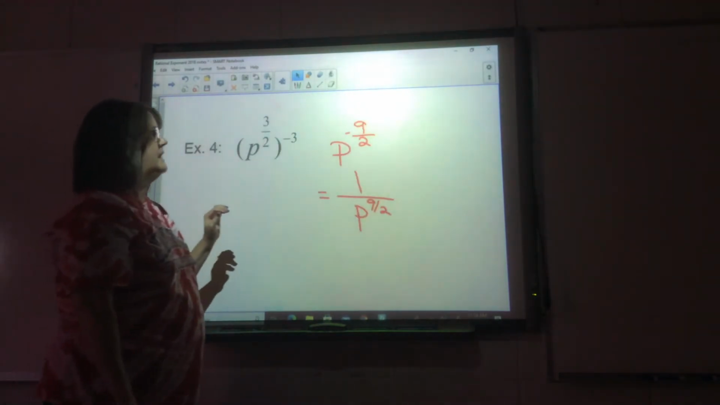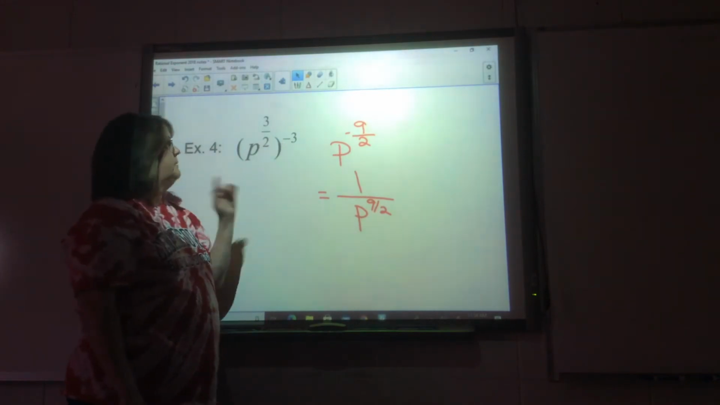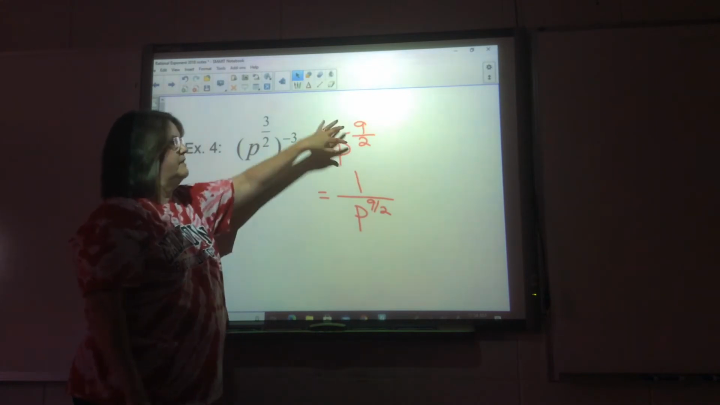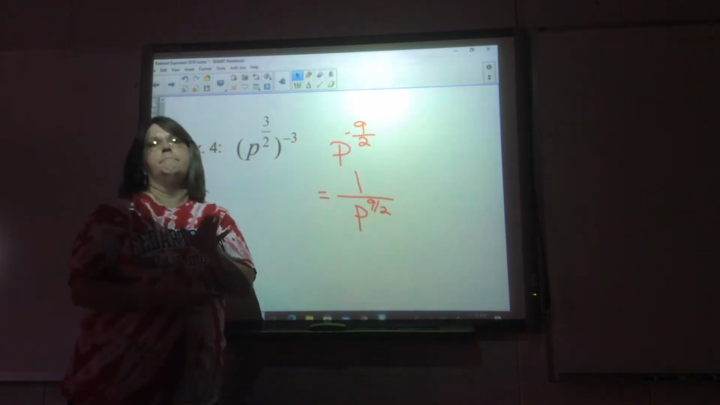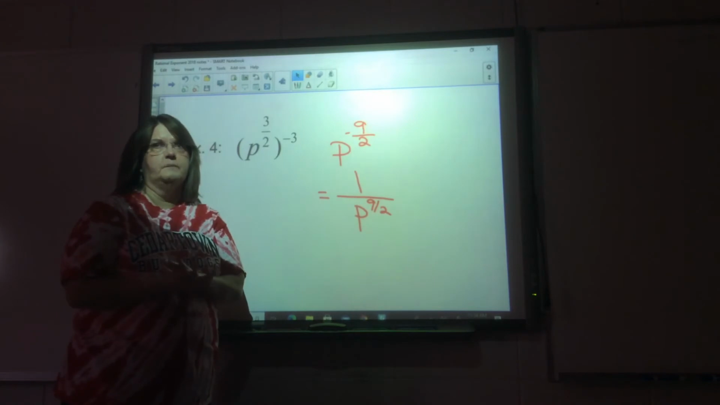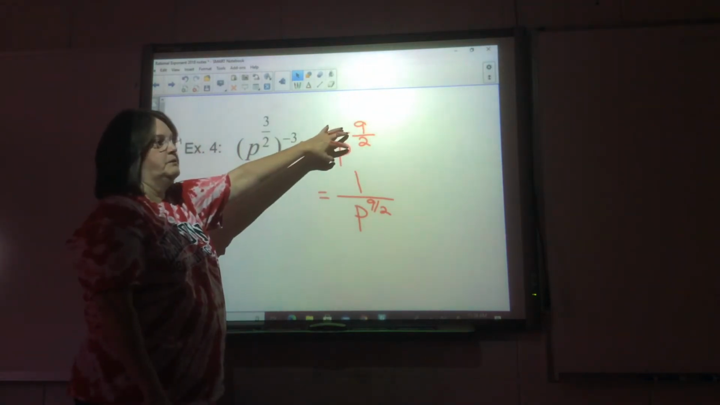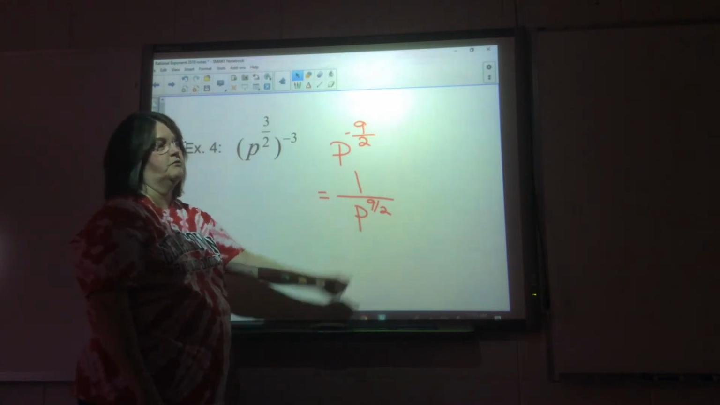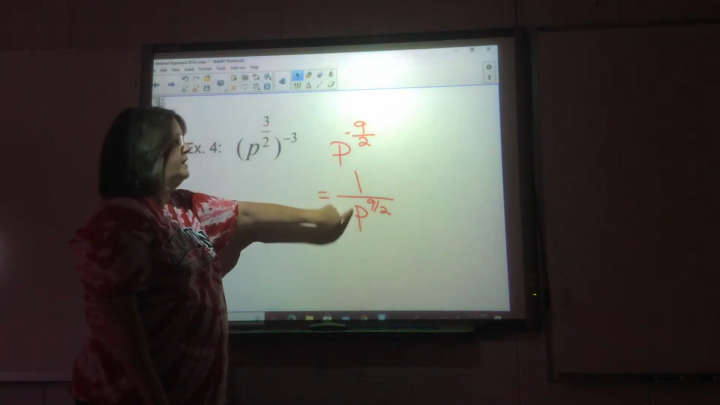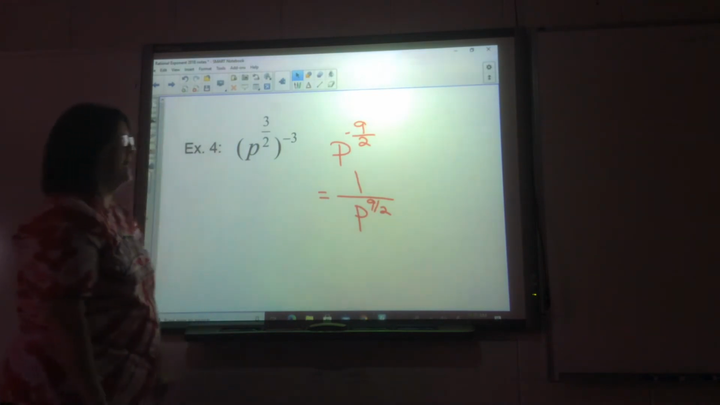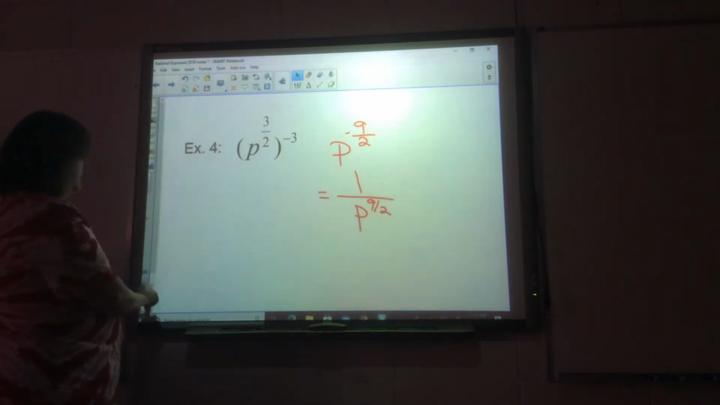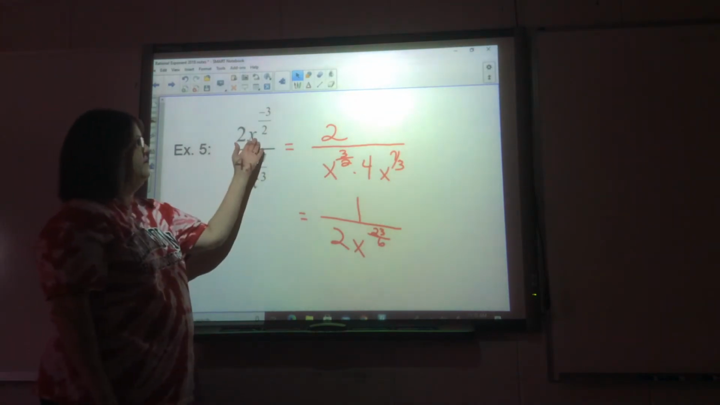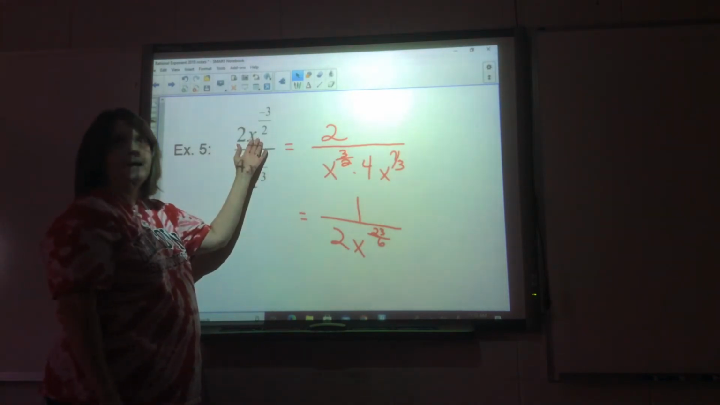All right, this one, again, we have a negative exponent, but still, power raised to a power, we multiply. 3/2 times -3 is -9/2. Remember the rule for negative exponents. If your negative exponent is in the numerator, it throws it to the denominator. If it's in the denominator, it will throw it to the numerator. So this is 1/p to the 9/12 power. Okay, now what I do when I have negative exponents is I rewrite and make them positive.